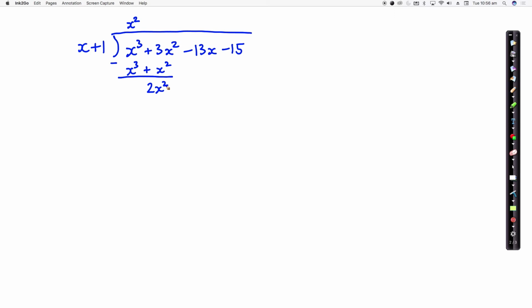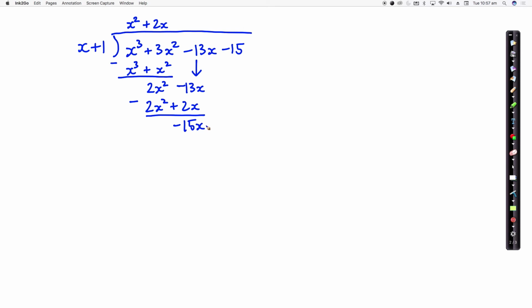And now we look at how many times does x go into 2x squared. And it goes plus 2x lots of times. We bring down the minus 13x. We times the 2x by x plus 1. So we get 2x squared plus 2x times 1 is just plus 2x. We subtract. It's the usual process that repeats. And so the 2x squareds cancel. And now we have minus 13x minus 2x. And we get minus 15x.